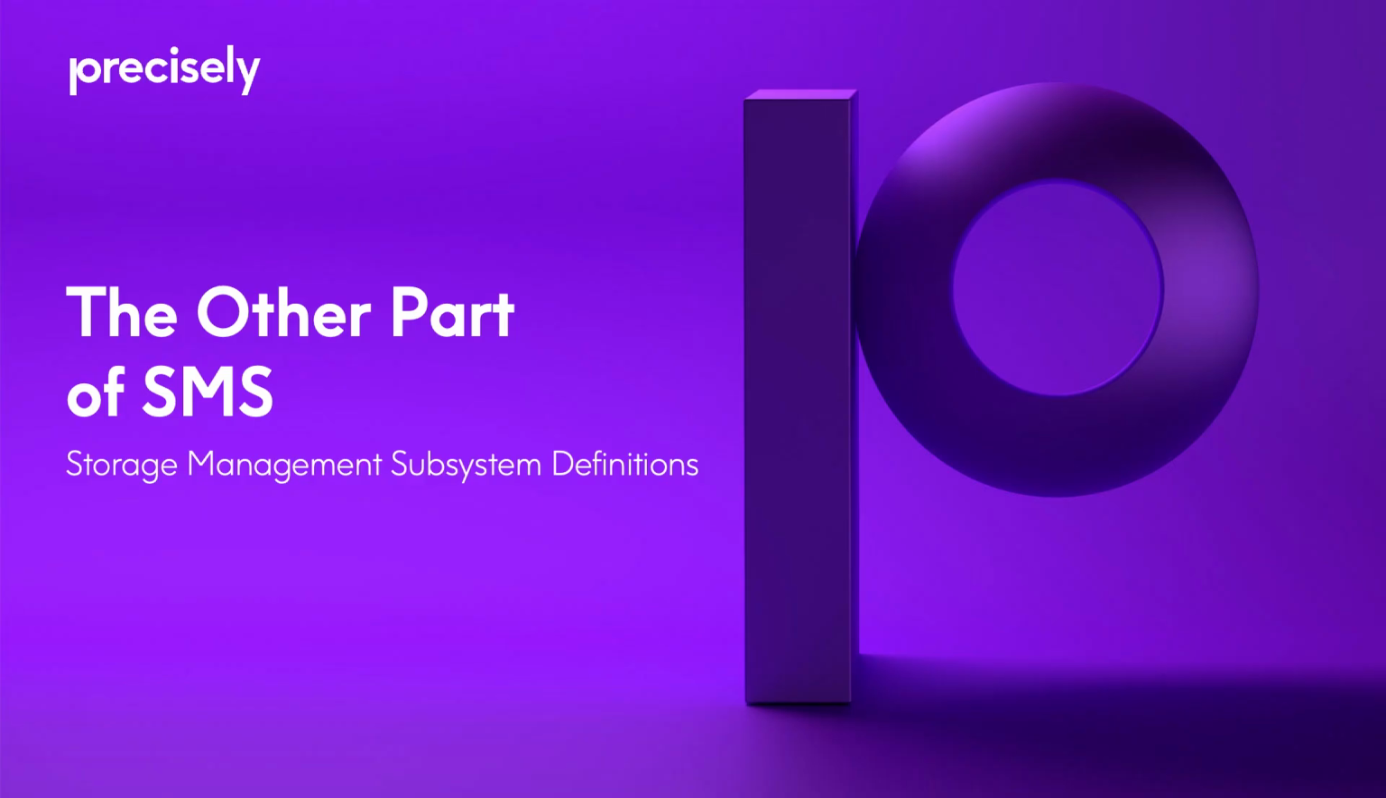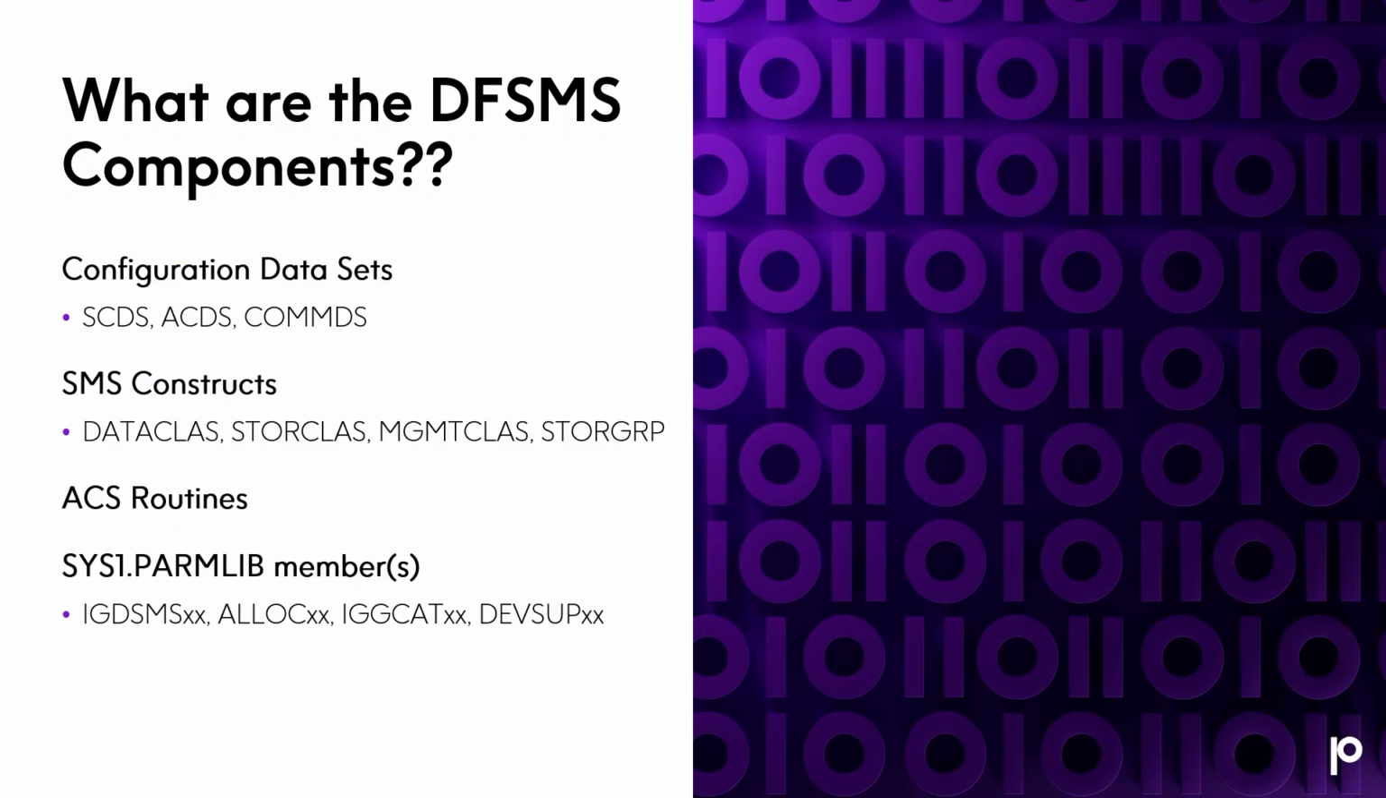So let's talk about the components of SMS, or more specifically what IBM calls DFSMS, the Data Facility Storage Management System. There are a couple of pieces that people probably know about. You probably know about the existence of the configuration data sets, the source control data set, or the SCDS, the active control data set, or ACDS, and the communications data set. These are the configuration data sets that hold the SMS configuration.